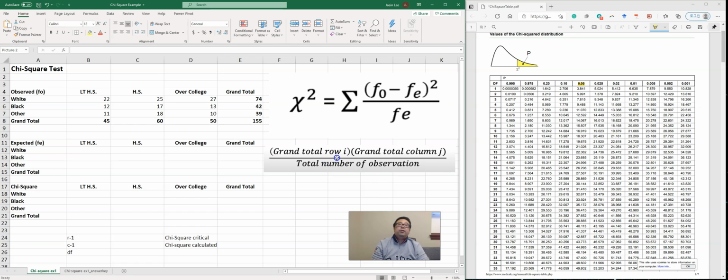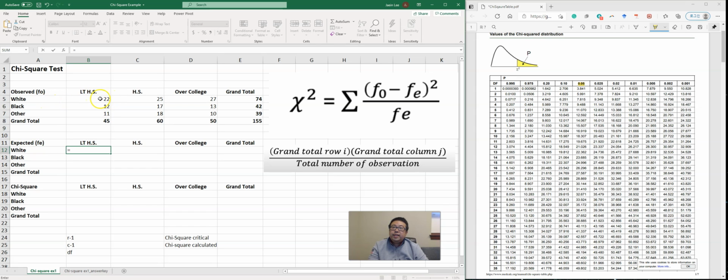And the expected number can be calculated by the grand total of the row I, the grand total number here, and the grand total of the row will be 74 when we are filling out the 22 in the expected frequency. And the grand total column is J here, 45. So we are using 74 and 45 in this equation, and then divided by the total number of observations, which is 155. So in this equation, we are checking the less than high school and white here.